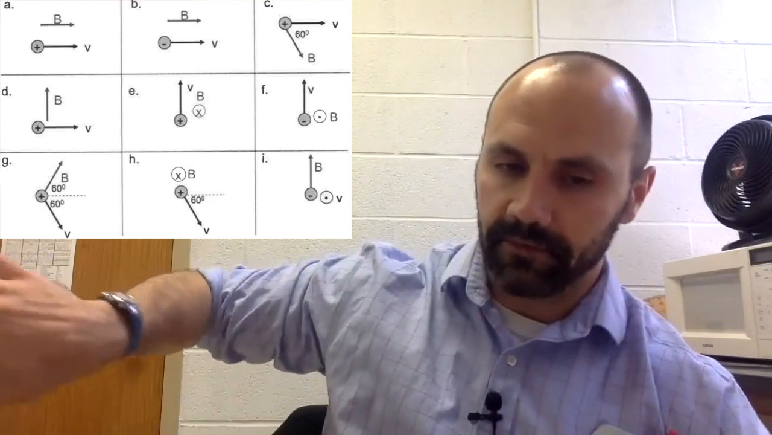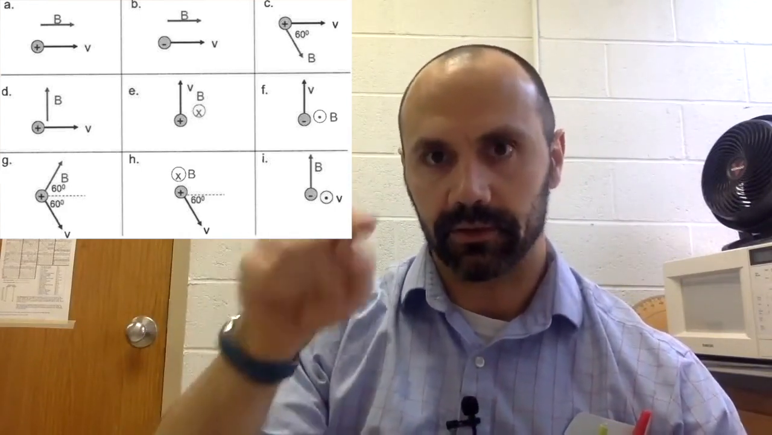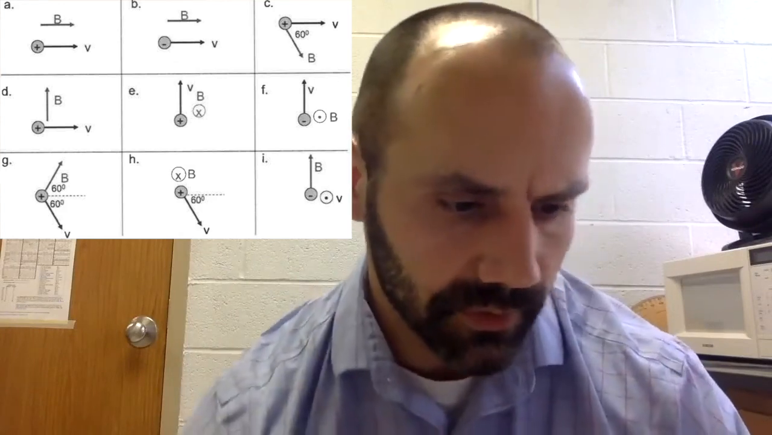In C, here the velocity is sort of to the right of the page, and the field is down a little bit, 60 degrees, and so the force is into the page. So you would draw a circle with an X on it, right, to show the back of the arrow that's going into the page. For D, velocity is to the right, magnetic field is up or away from you, so the force is coming out of the page. Right, so you would draw a circle with a dot.